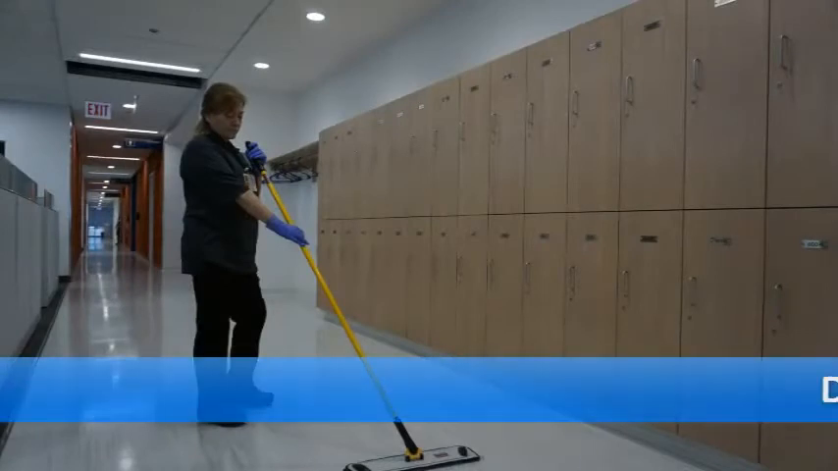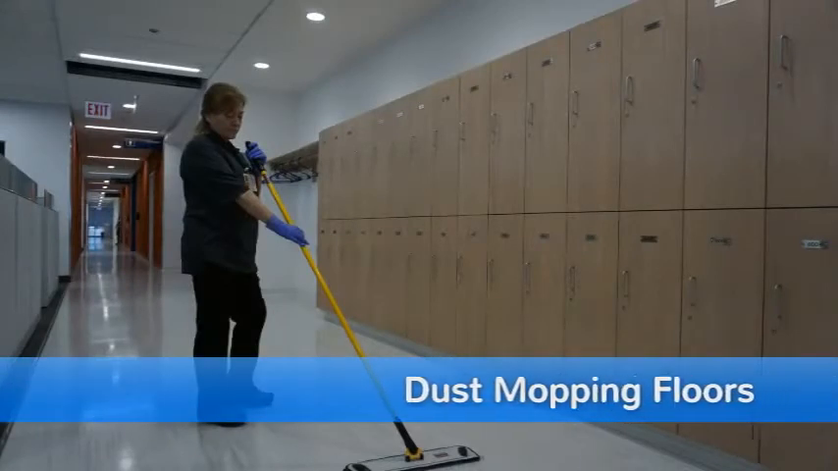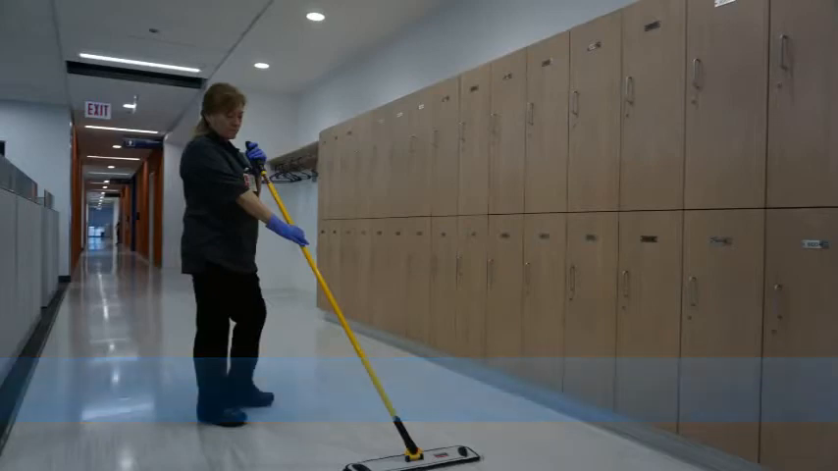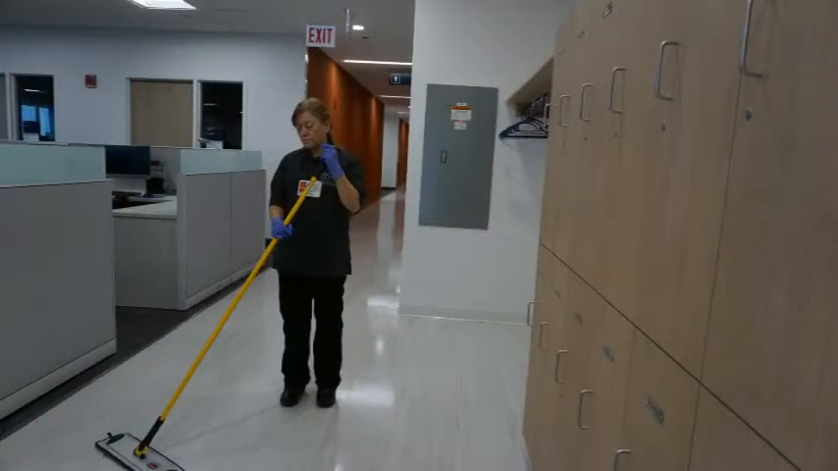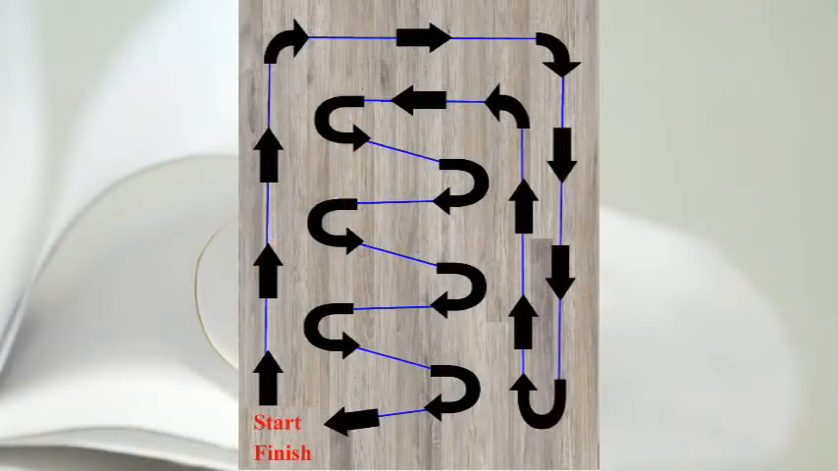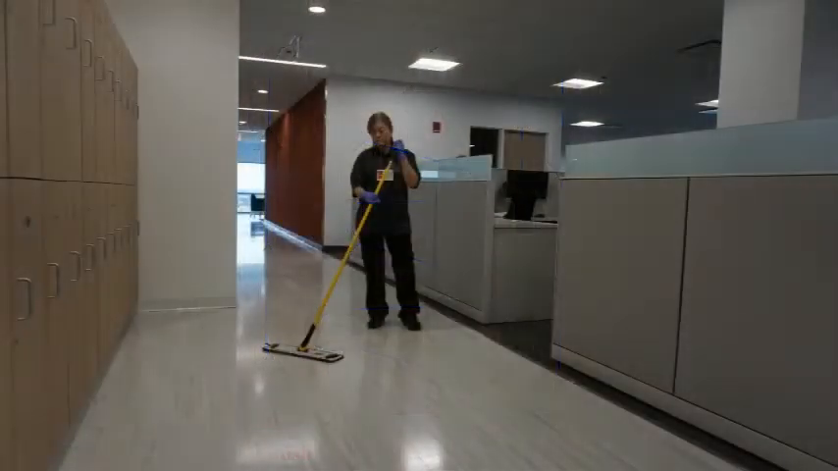Dust mopping floors. Your next step is dust mopping the tile and other hard surface floors. Always make sure you dust mop before you damp mop. When dust mopping, make sure you are aware of all foot traffic around you. Work clockwise around the room. Use an S-stroke while keeping the leading edge moving forward. Be sure to move any light furniture and dust mop underneath.